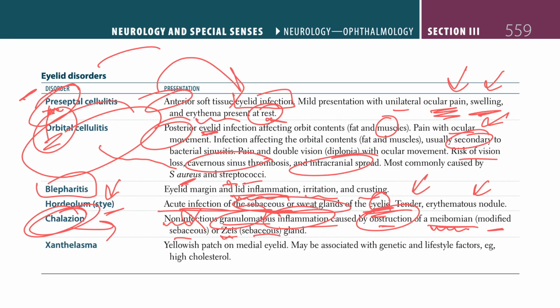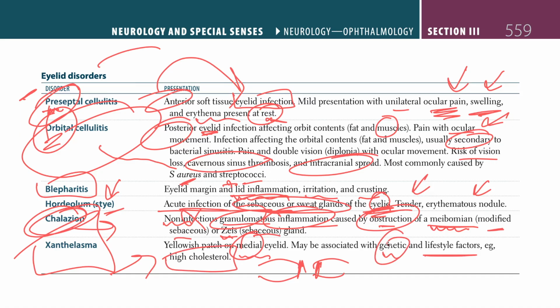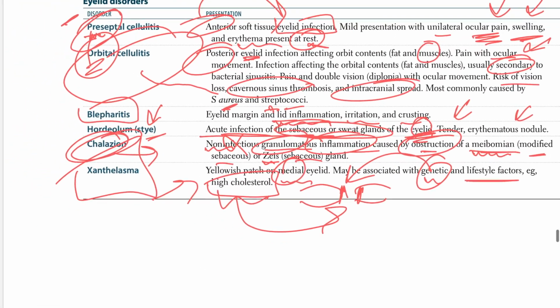Okay. Then the last here is called xanthelasma. Easy. It's a yellow patch on the medial eyelids. So this is the eyelid. Here's the medial part. You get the xanthelasma there. It may be associated with genetic and lifestyle factors, for example, high cholesterol. So it could be genetic or high cholesterol. You got to check the cholesterol levels, right? And that is going to be all for eyelid disorders and for this section.